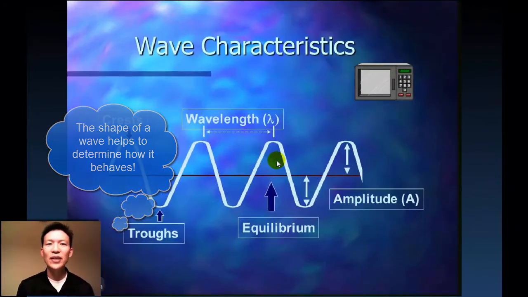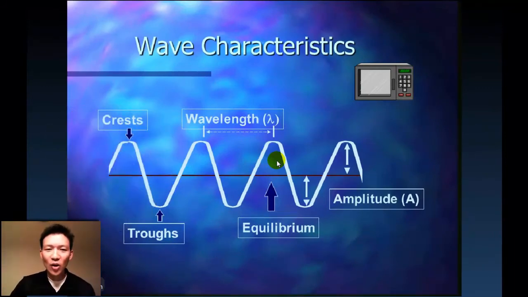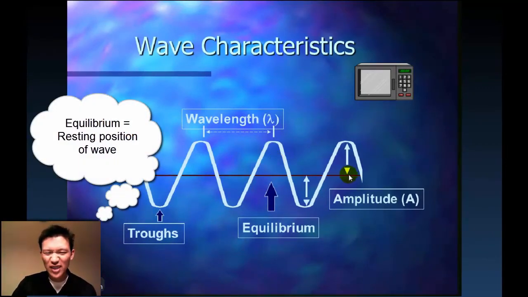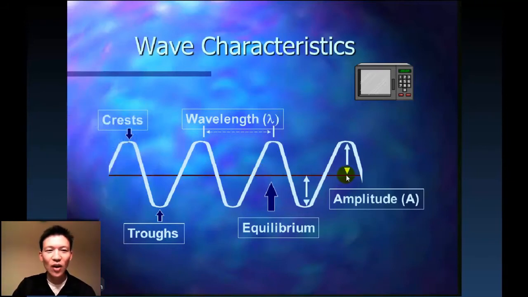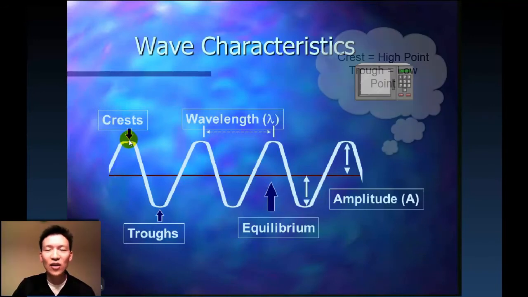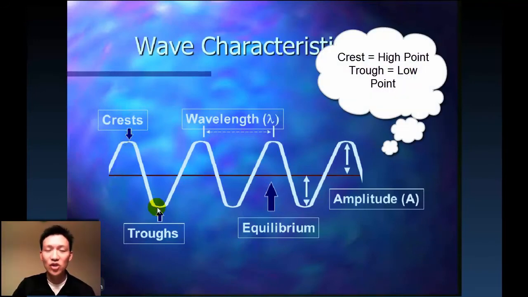Finally, some basic wave characteristics. We call the resting point, where the wave is just sitting there, the equilibrium line. So this could be like the string just sitting there still, or an ocean wave just sitting still and there's no disturbance. Once you put energy into the wave, then you can generate a high point called a crest, and a low point called a trough.